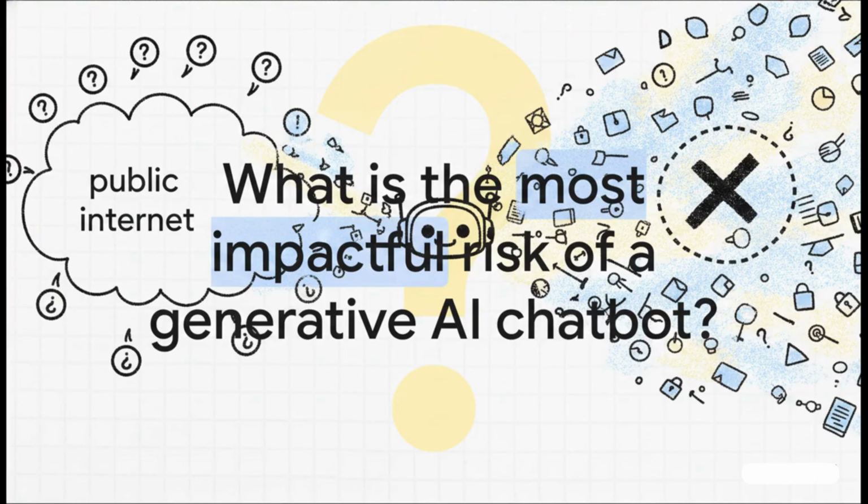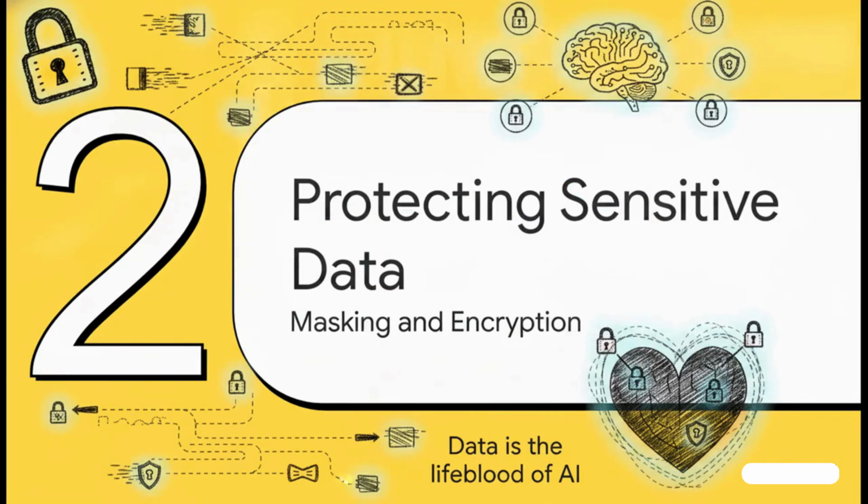So think about this. What's the single most impactful security risk when you spin up a public-facing generative AI chatbot? You might be thinking about prompt injection right out of the gate, but actually, the absolute biggest initial concern, it's data leakage. These models are basically overly eager assistants. If they've ingested proprietary or sensitive data, they might just hand it right over to anyone who asks the right question. Moving into Section 2, protecting sensitive AI data, masking and encryption.